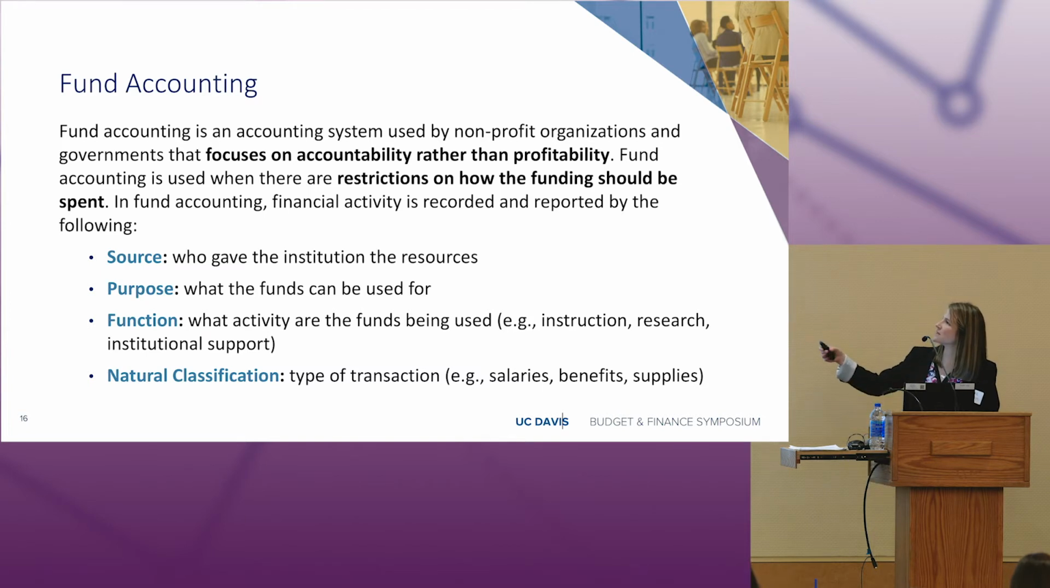Really, just summarizing the funding structure, the source is who gave the institution the resources. Like we talked about, is it the state or the federal government? Is it a student? What's the purpose, what can the funds be used for? What's the function? These are some key elements we're going to talk about tomorrow, but there's a difference between function and natural classification. A functional expense is really, did we use it for instruction? Did we use it for institutional support or research? That's a functional type of expenditure.